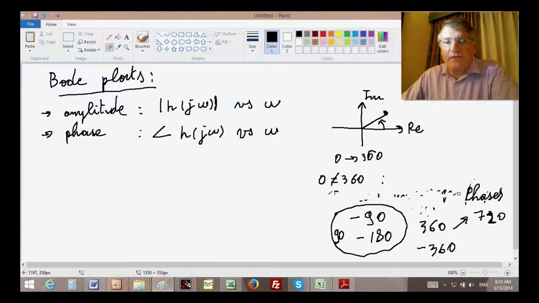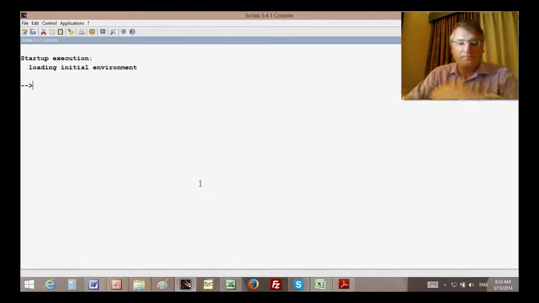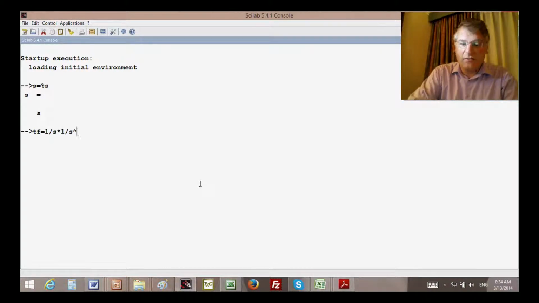Now, if I call Scilab and I define my transfer function as a second order transfer function, for example, 1 divided by s squared plus 0.5s plus 1.